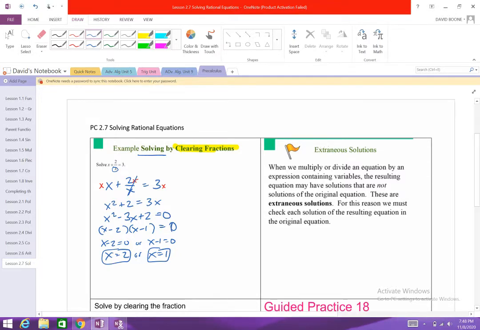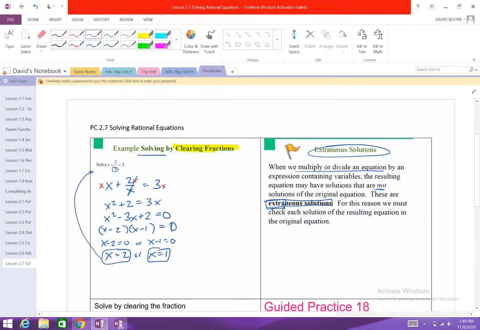Sometimes what happens is we get an extraneous solution, because when we multiply or divide an equation by an expression containing variables, the resulting equation may have solutions that are not solutions to the original equation. We call those extraneous solutions. You can kind of see in the word, they're extra solutions. So we must check each solution of the resulting equation in the original equation. We should go back and check each of these answers.